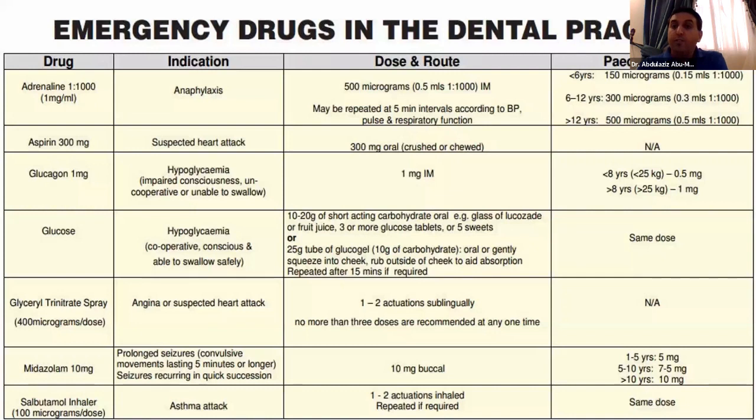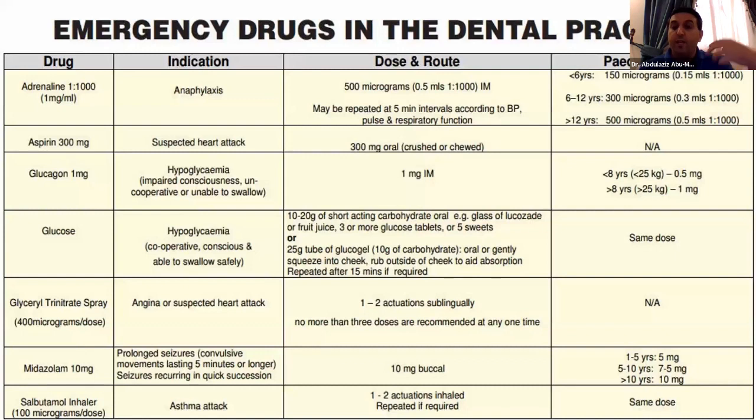The emergency drugs, this is something that you should always have in your clinic. I will keep the slide for some time if you want to take shots. Adrenaline, aspirin, fluticasone, glucose, glycol, midazolam. These are the emergency medications and the routes, doses and indications that you need to go with. You have to keep it updated and check the expiry. You have to have everything in hand. Some of them have a half-life, like morphine or whatever, of 6 months or less. You have to be careful about the expiry of these emergency drugs in the dental practice.